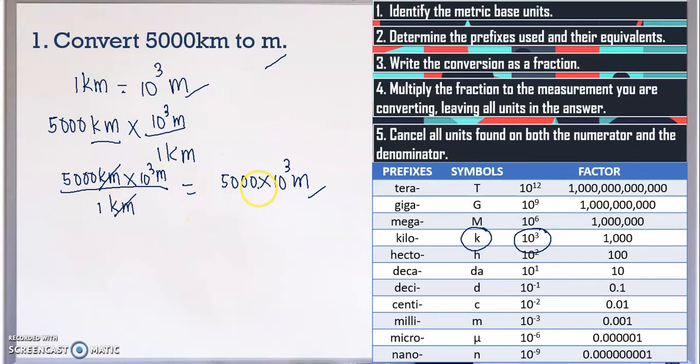The next thing that we have to do here is to move the decimal point to the left. And since we move the decimal point 3 places to the left, this number should be added to our initial exponent, which is 3. 3 plus 3 is equal to 6, and the final answer is 5 times 10 raised to 6 meters.